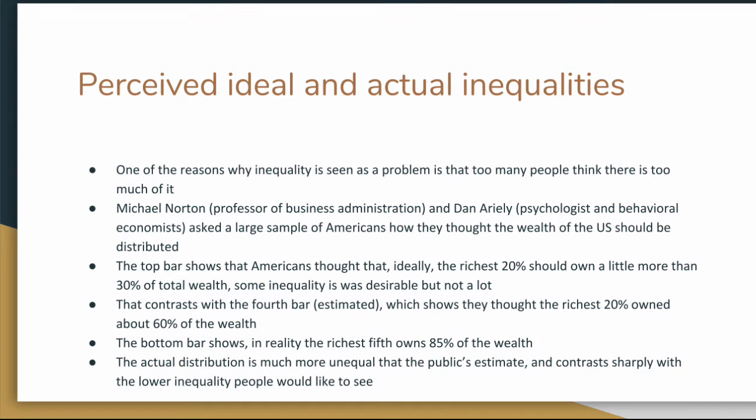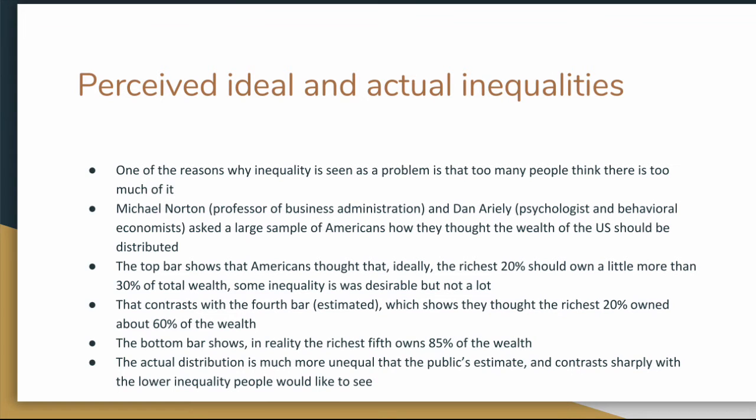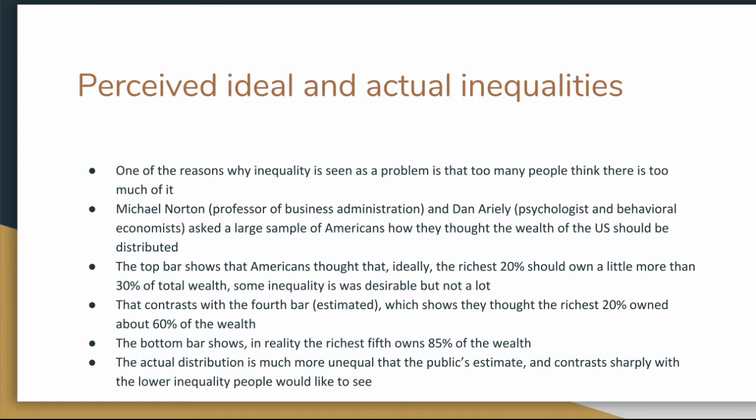And finally, the actual distribution is more unequal than the public's estimate, which means that the actual distribution of wealth is more unequal than the public estimates. And this contrasts sharply with the lower inequality people would like to see.